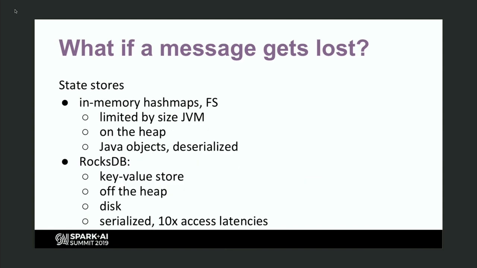Different state stores that you can use inside workers in most frameworks are in-memory hash maps or RocksDB. In-memory hash maps are limited by the size of your JVM, because it's just a hash map that each executor has, which contains key values, and it accesses the right key for a certain message that it needs to process. It's on the heap, so that means that if you do garbage collect, it will go over all of your state.